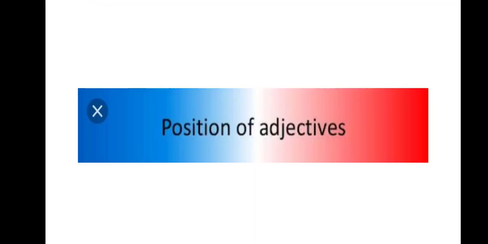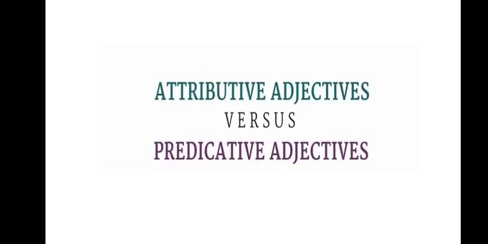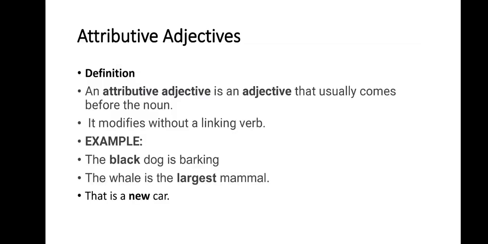Next we come to position of adjectives. Where do we place the adjective word in a given sentence? To study that, we have to again go into these two categories. What are they? Attributive adjectives and predicative adjectives. So let's see what attributive adjectives are.